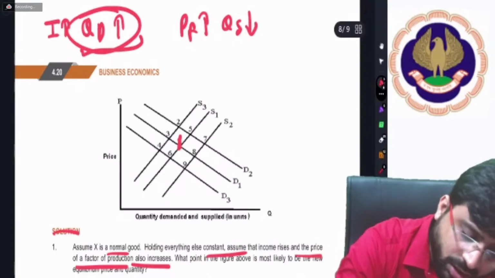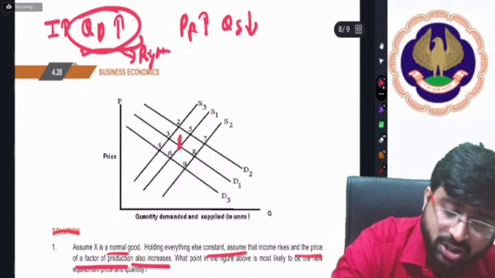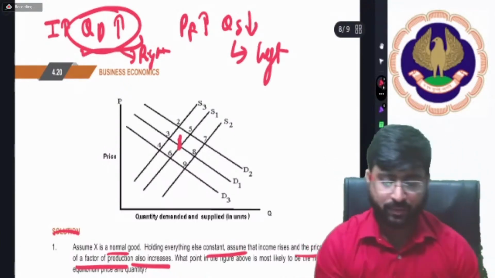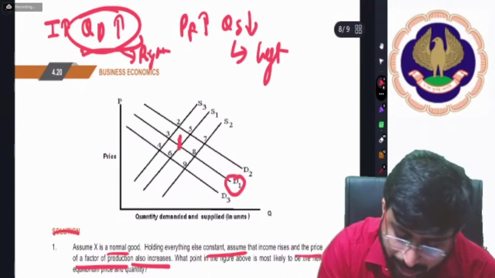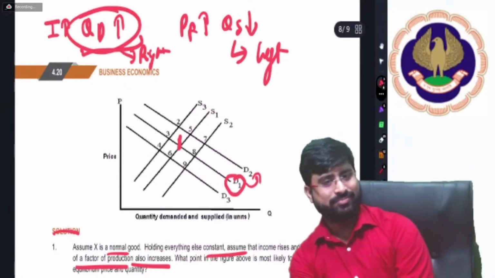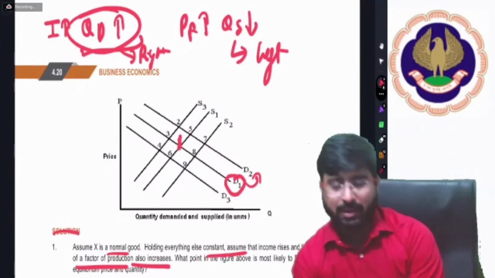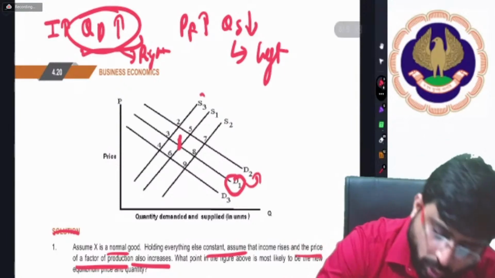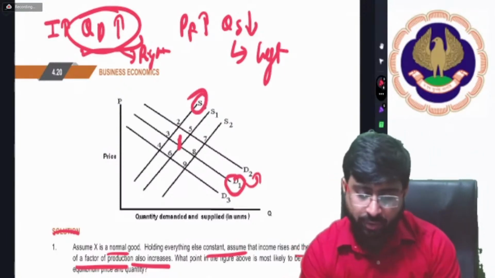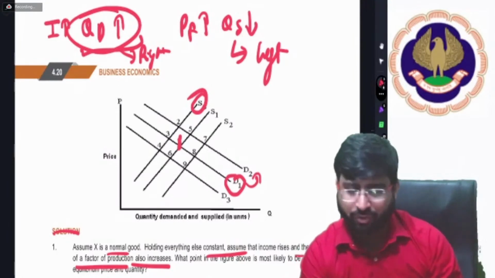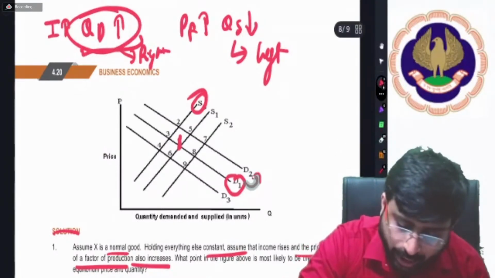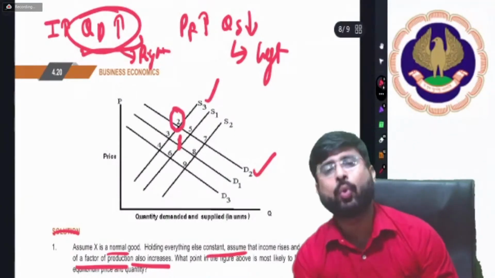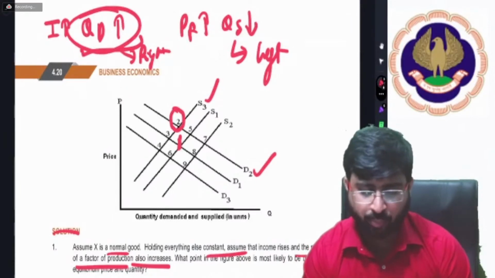So demand will shift rightward. Supply curve will shift which side? Obviously, because supply is falling, it will shift leftward. Since demand has increased, it must shift to D2. And since supply has reduced, it has to move to S3. Now if you see carefully, D2 and S3 intersect at point 2.